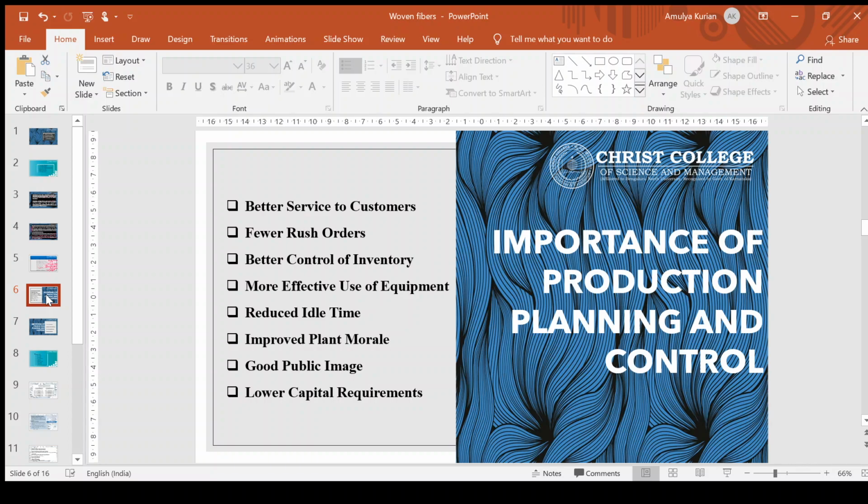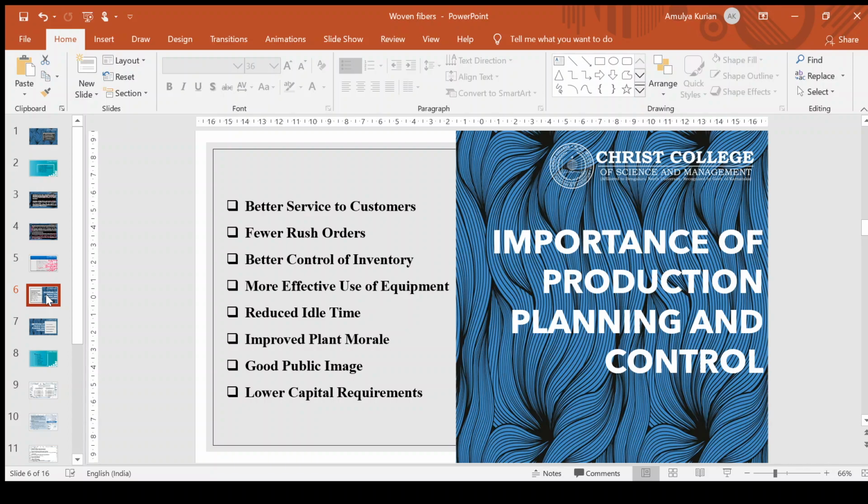The next one, improved plant morale. Since there is no speeding up of workers and healthy working conditions can be maintained in the plant, it will improve the plant morale.